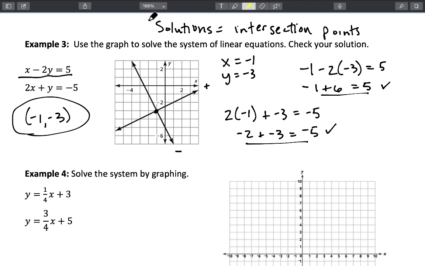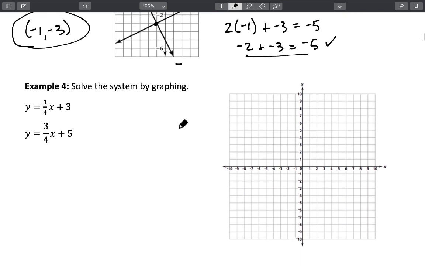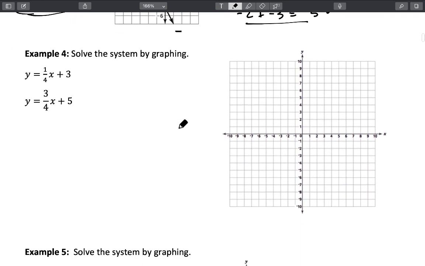And again, just highlighting this fact, this should be something that you maybe jot down in your notes. The solutions to systems happen at the intersection points. So look at the graph, find the intersection point, and it's that ordered pair that will be the solution to your system. All right, let's crack open those graphing calculators.